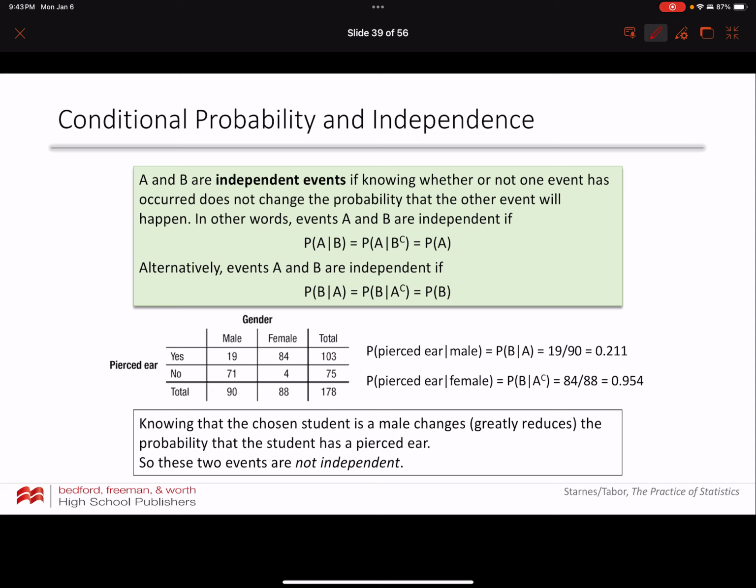Thinking about this, knowing that a student is male greatly reduces the probability that the student has a pierced ear. Or you could think, if I just consider, what was the probability just that someone had a pierced ear? Now I forget. Oh my gosh. Hold on, I deleted it. So the probability that someone had a pierced ear was just 58%, right? But then I'm like, well, wait, I know that they're a girl. Oh, well, then it's a much higher chance that they have a pierced ear. It goes up from 58% to 95%. So because that probability changed, the events are not independent.